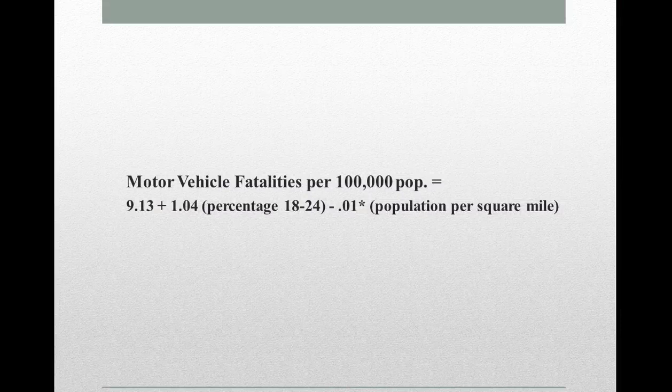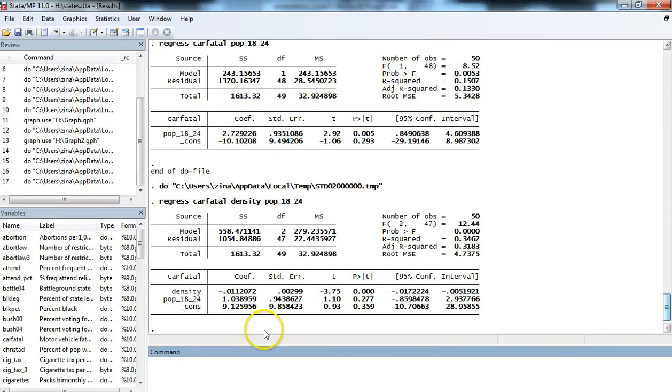It looks like this. Motor vehicle fatalities per 100,000 population equals 9.13 plus 1.04 times the percentage of those between the ages of 18 to 24 minus 0.01 times the population per square mile. The coefficient of the population 18 to 24 variable tells us the effect of this variable on the car fatality rate, controlling for density. And the effect of the population between 18 and 24 variable in the multiple regression has dropped from 2.73 units in the bivariate regression to 1 in the multiple regression. And this is not significant anymore. Density, on the other hand, has retained its predictive power and remains significant.